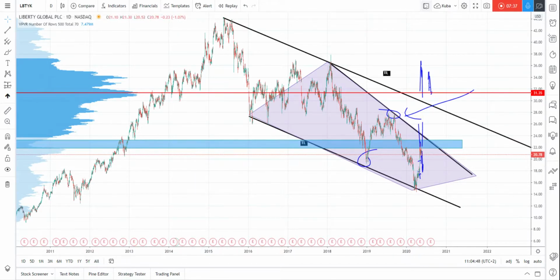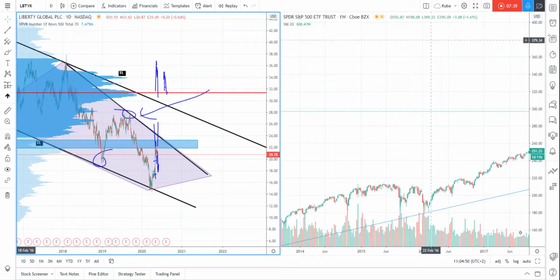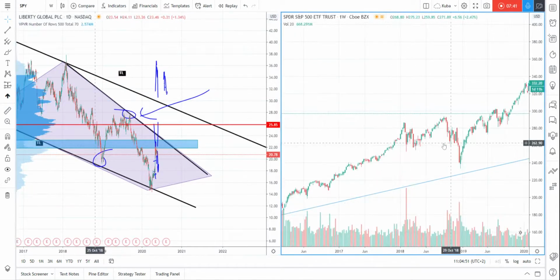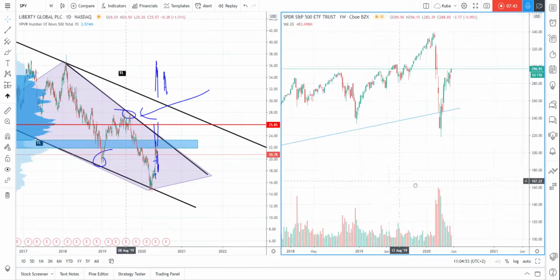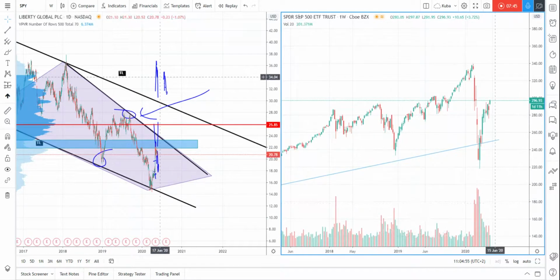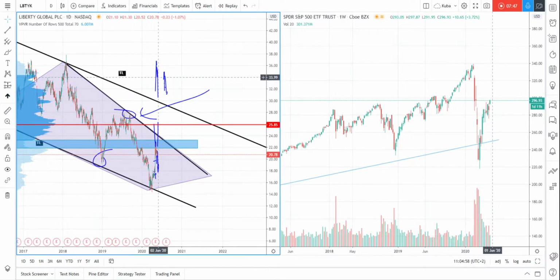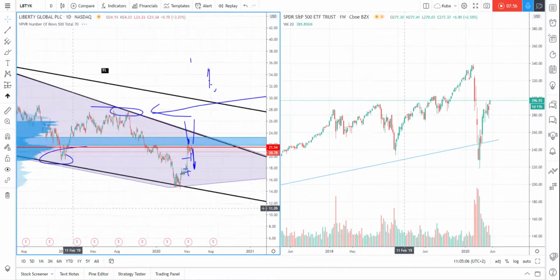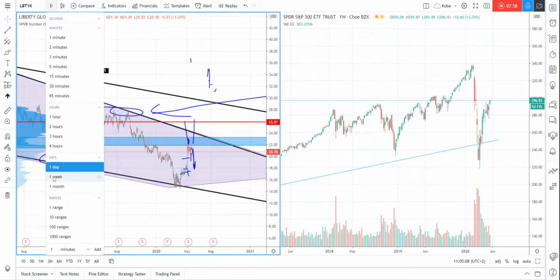Maybe one last note: the SPY market. What I see here, compared to our trade we took yesterday, SPY market was in a very nice uptrend. Okay, I'll switch to weekly chart.